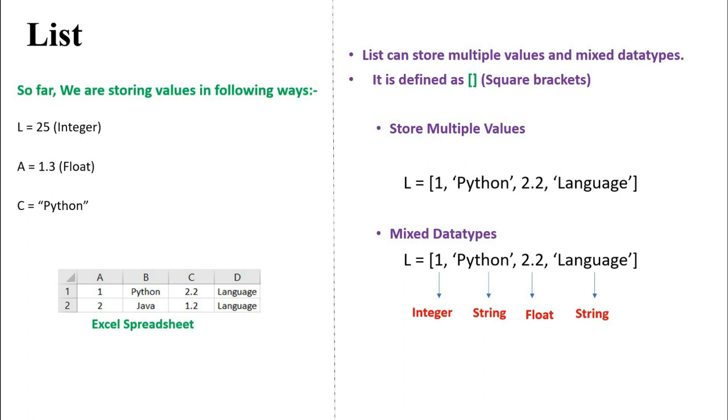A list can store multiple values as well as mixed data types. Python recognizes a list through square brackets. If you see on the screen, inside the square brackets you can provide whatever values you want to store in the list. The good part is that a list can store any number of values, whether 2 values, 3 values, or any n number of values. At the same time, a list gives you the flexibility to store values of any data type, like integer, string, or float. That's a great part of it.